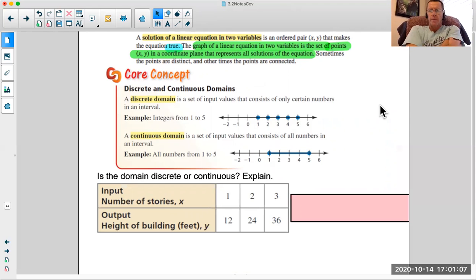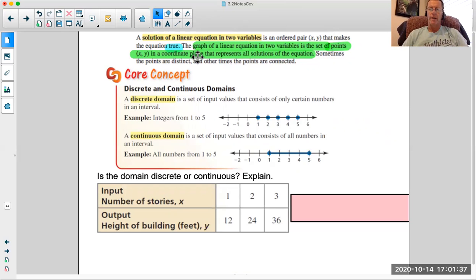Okay, so a solution of a linear equation in two variables is an ordered pair, x comma y, that makes the equation true. So just like before when we had x plus 3 equals 5, and we said, what value of x will make the equation true? Same thing when you have two variables, you're just looking for an x and a y that make it true. And there can be a bunch of them, right? Because a line consists of a bunch of points, okay?